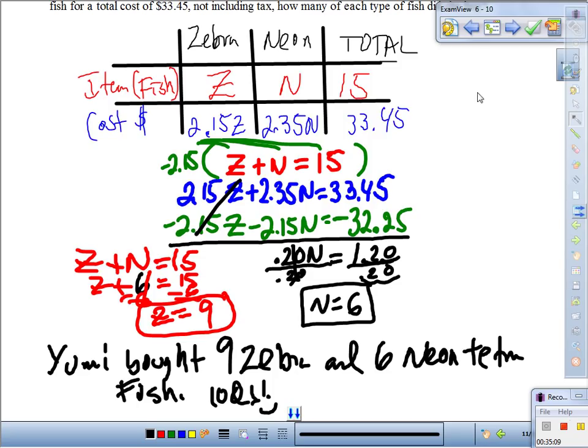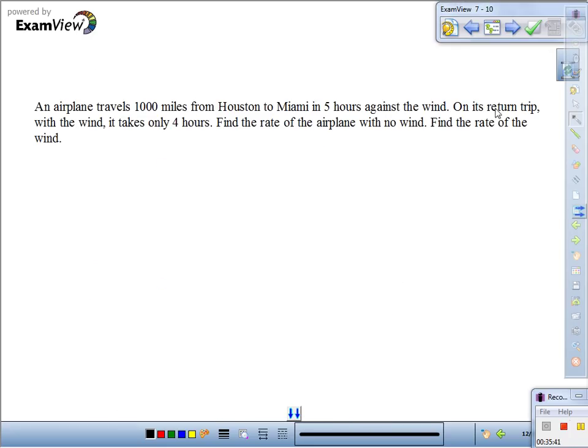Number 7. It says, an airplane travels 1,000 miles from Houston to Miami in 5 hours against the wind. On its return trip with the wind, it takes only 4 hours. Find the rate of the airplane with no wind. Find the rate of the wind. All right? Tell your neighbor what kind of problem this is.